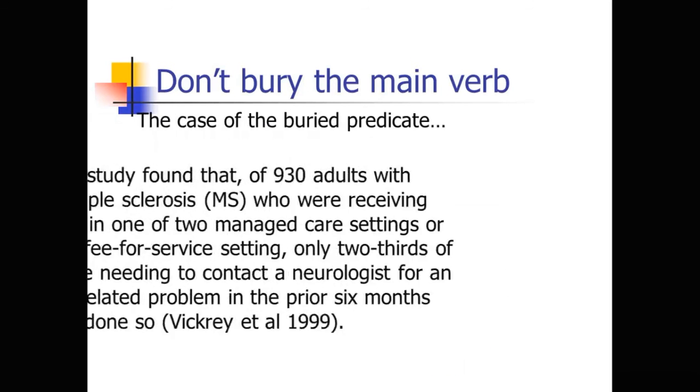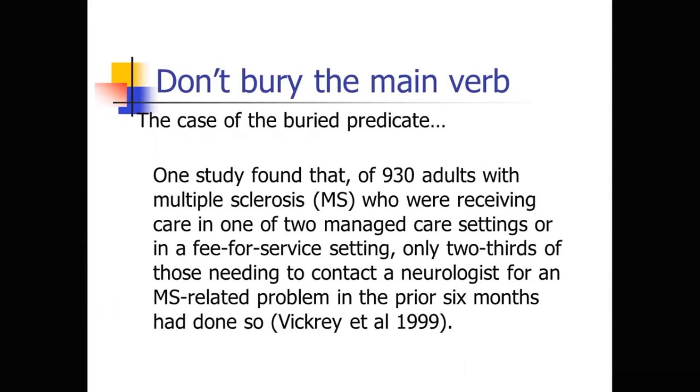So we could just say, one study found that of 930 adults with MS who were receiving care in one of 2 managed care settings or in a fee-for-service setting, only 2/3 of those needing to contact a neurologist had done so. Notice that the reader is not bothered by all of that descriptive stuff as long as the reader's already got the verb. It's not so bothersome to say one study found that and have all of this other stuff set off in commas. Your reader's okay with that. Your reader can follow that. So you've got to keep that verb close to the subject near the start of the sentence.